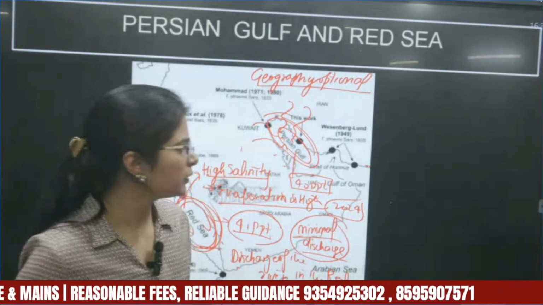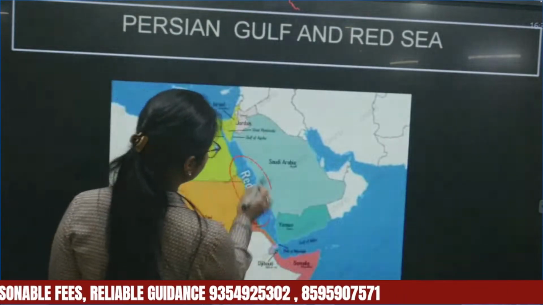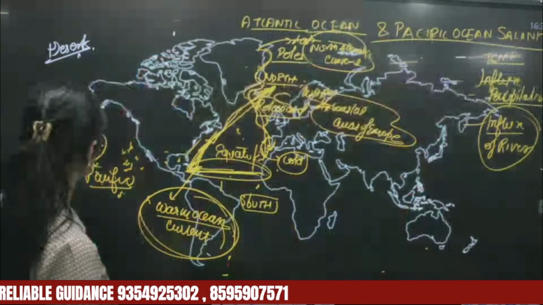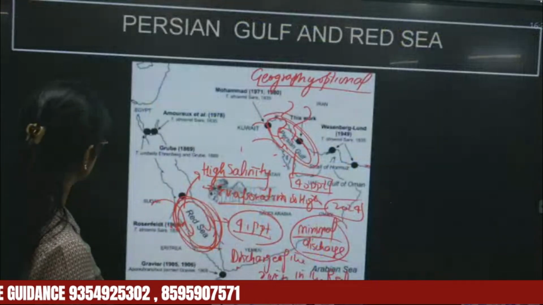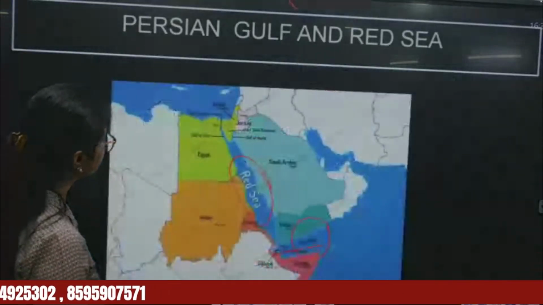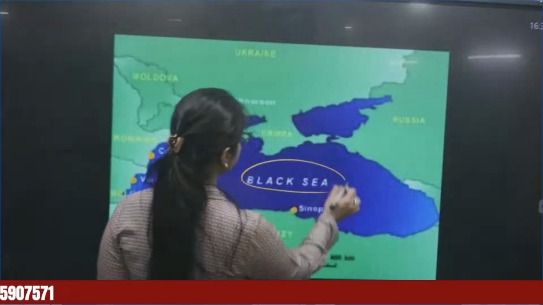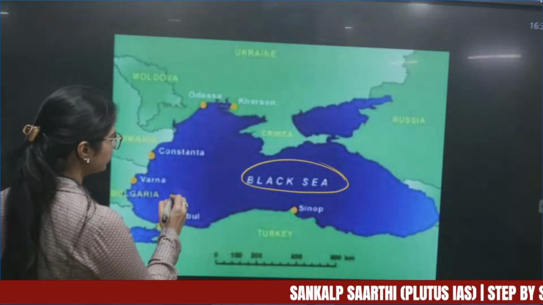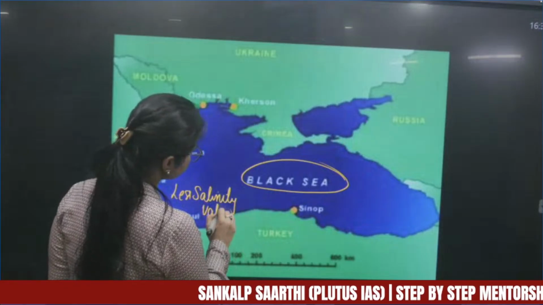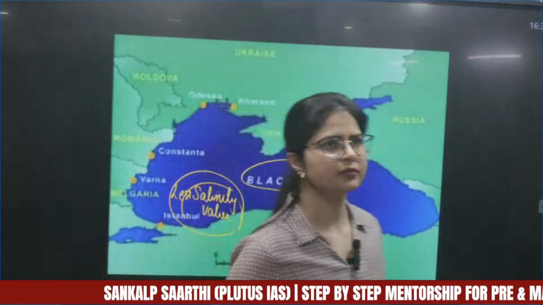All right. Now let's talk about another example. This is another diagram of the same thing. Now talk about the Black Sea. What is the salinity value of the Black Sea? The Black Sea is having a very less salinity value. Very less. Why? Listen to the reason. Because there are various rivers which are draining into this Black Sea.